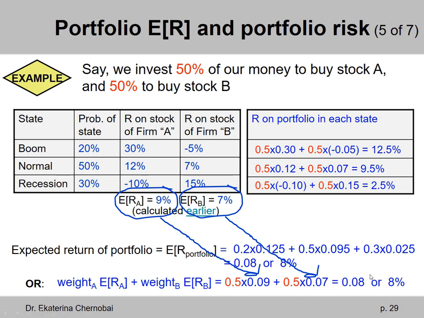This calculation again gives you an 8% expected return on the portfolio. So there are two ways of doing the calculations. It doesn't matter which one you do. Both require the same amount of work.